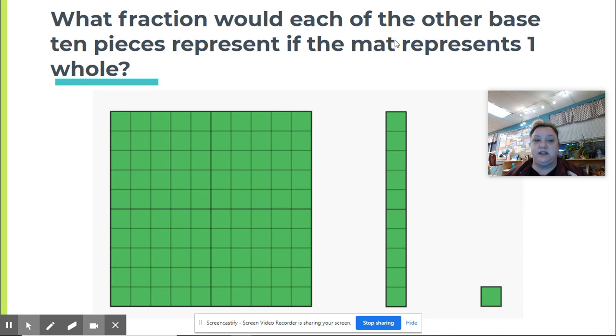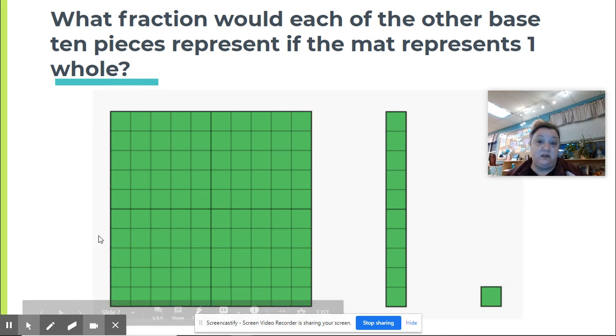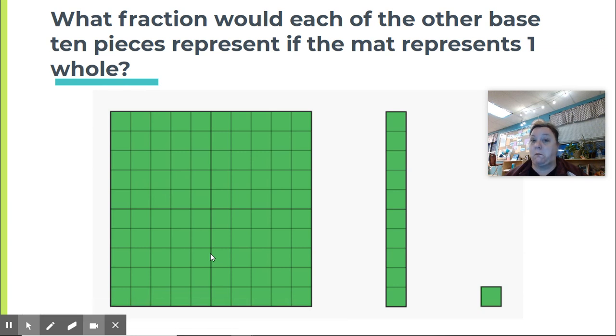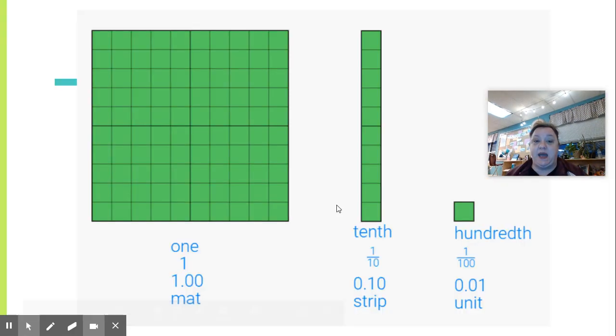So if we were thinking about fractions, and if we say that this is the whole, what fraction of the whole would be one strip? Think about how many of these it would take to cover a mat. It takes 10, right? So one of these would be 1/10. Now look at the little bitty units. How many of these would it take to cover the whole? Take 10 of them to cover a strip. It would take 100 of them to cover one mat.